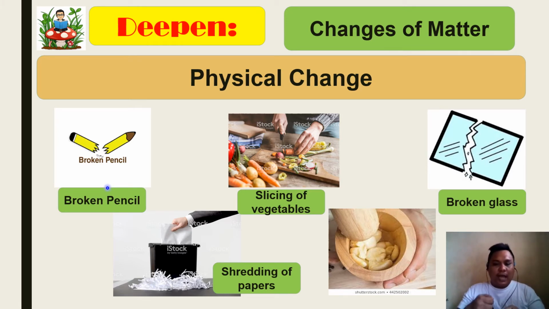Kapag nag-i-slice tayo ng vegetable, halimbawa, let's say, yung hinaan niya is carrot, so carrot pa rin naman siya. Ito ang broken glass, nabasag, glass pa rin po siya, wala pong pinagbago. Yun po yung shredding of paper. Pag shred, yung nakikita nyo pag sinisira na yung paper, padaan sa machine siya. Tapos biglang magiging ganyan na po siya. Okay, then, pounding of garlic, pag pinapound po ang garlic, wala pong pinagbago.